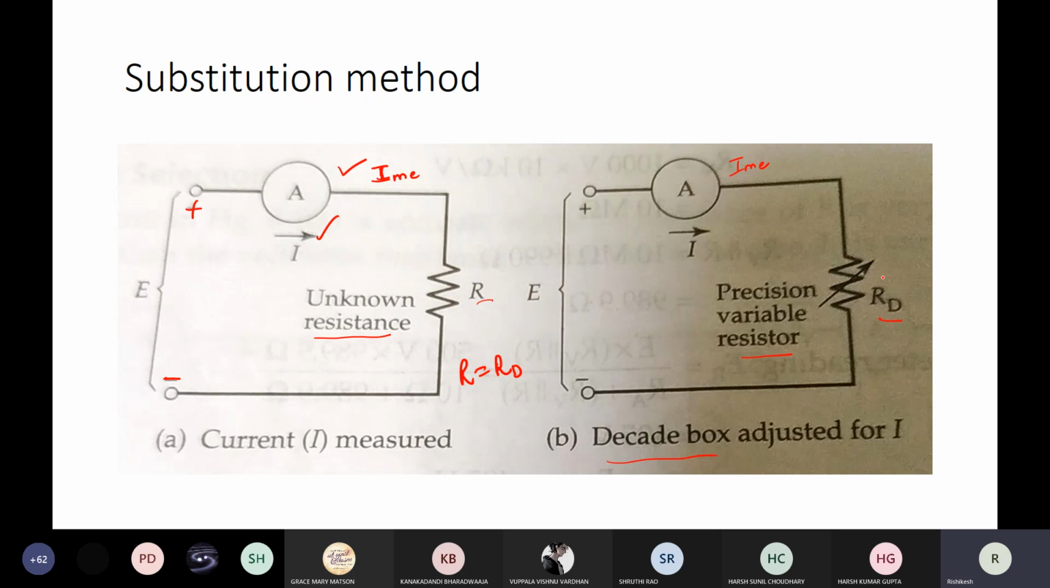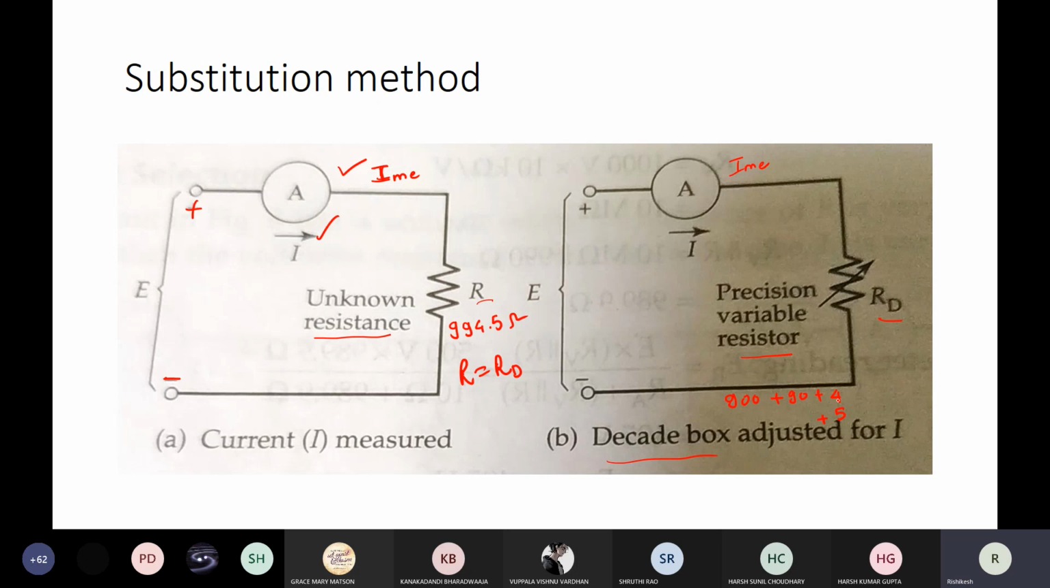Now, what is the limitation of this method? The precision of the variable resistor. Exactly. How precisely you can vary. Let's say the resistance of this is 994.5 ohms. So the decade box will give like 900 plus 90 plus either 4 or 5, right?